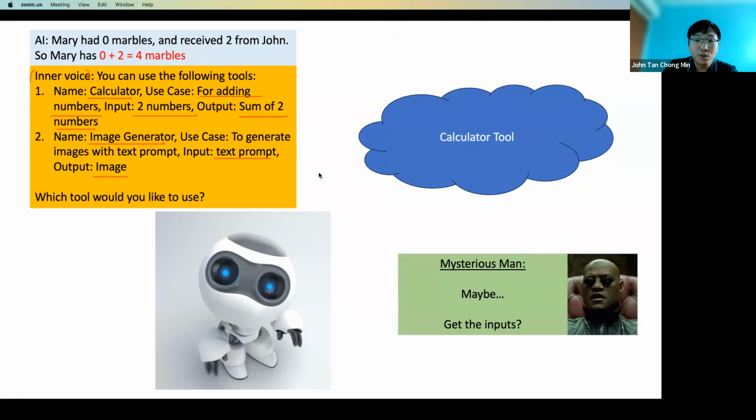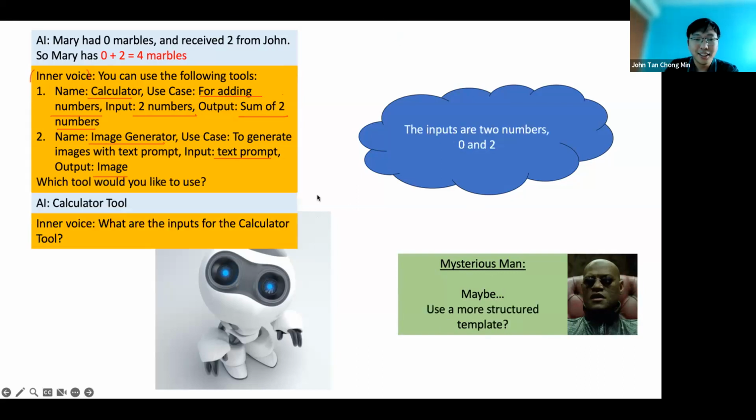So maybe what we need to do is ask it for the inputs, right? The mysterious man said, just ask for the inputs. What's so difficult, right? Okay, so let's ask for the inputs. So we ask it, what are the inputs for this calculator tool? And then the AI replies, okay, we want 0 and 2. Yes, it's based on this input context here. So that's great. We may be able to use this tool to get something useful.